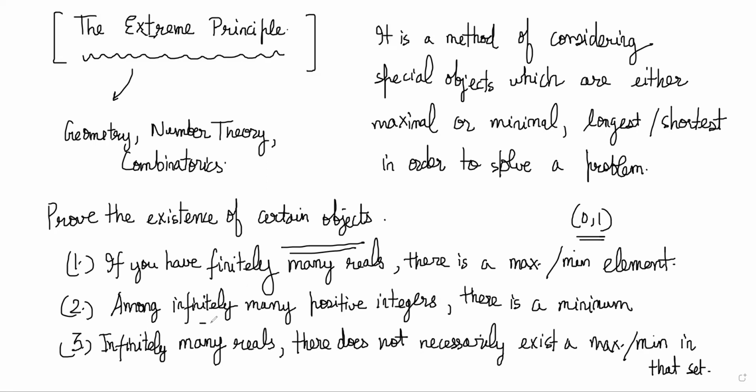However, if you have a set of positive integers, there might be infinitely many of them, but we know the set has a minimum element, which is 1, right? So these types of ideas will be used in problems when we consider, say, a maxima or a minima of a certain set and then try to solve problems accordingly. So let's get into the questions and we'll understand from those questions. So the first one is this one.